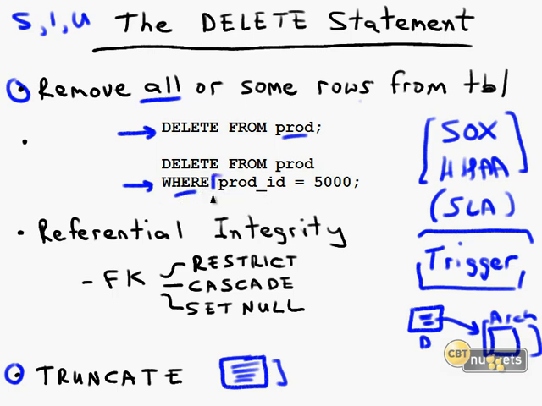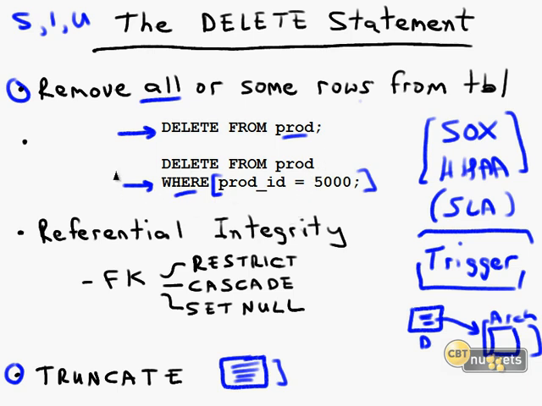And again, the where clause can be anything you want. It can be a straight static assignment like you see here, prod ID equals 5,000, or it can be an expression if you want to delete more than one row, where prod ID is between 5,000 and 10,000, where date introduced is greater than January 1st, 2001, etc. All that kind of expression work that we've done to date applies here.